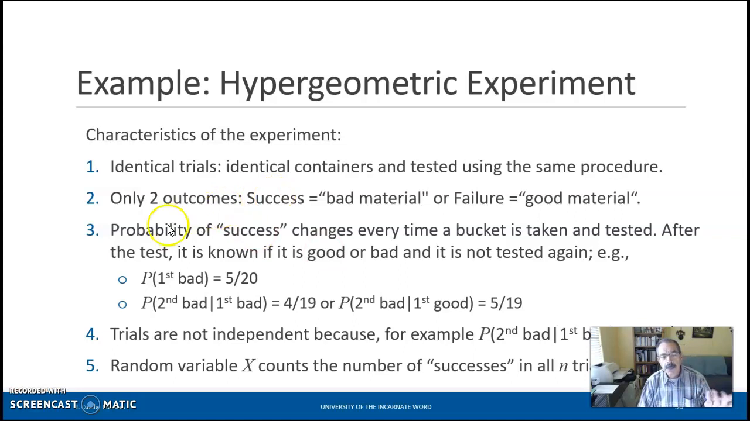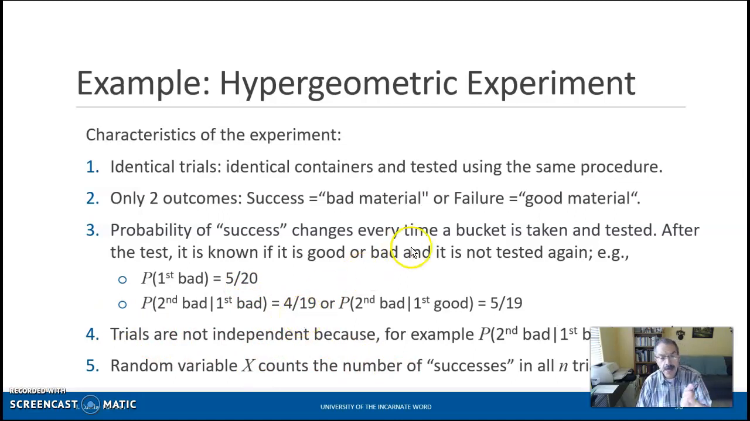For example, let's say we want the probability that the first bucket is bad. Well, that will be 5 out of 20. There are 5 bad buckets out of the 20 in the shipment. So let's say that the first one was bad. Now, what is the probability of the second one being bad? Well, now it's not 5 out of 20. Now it's 4 out of 19, because the bad bucket you already know is bad. You moved it away and you have only 19 buckets left, and only 4 buckets that are bad left in those 19. So the probability is 4 over 19, which is different from 5 over 20.